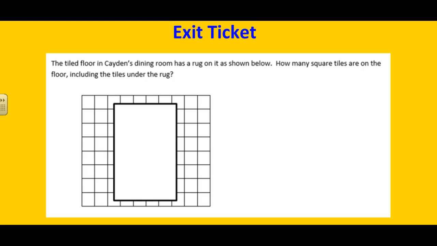Okay, moving on to the exit ticket. This is kind of like the one that we did with the rug, where you have to find how many more square tiles are on the floor. On this one, I know it doesn't say it in the sentence, but I do want to see the equation that you use to help you figure out your answer, and I do want you to put your answer in a sentence. So whenever you're finished with this, bring it to me.